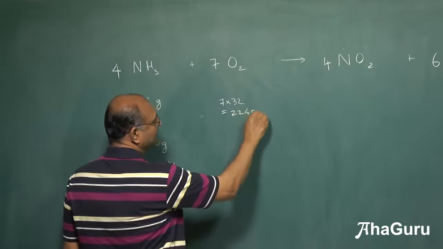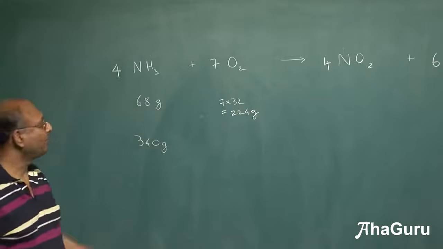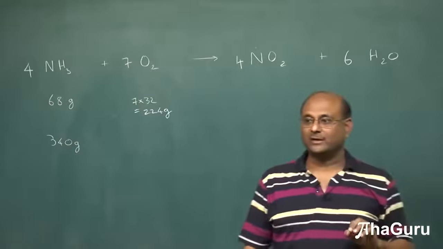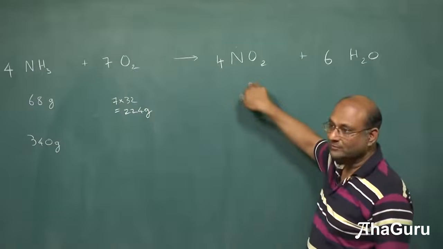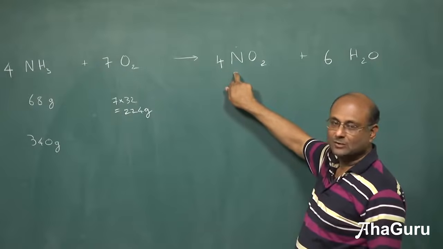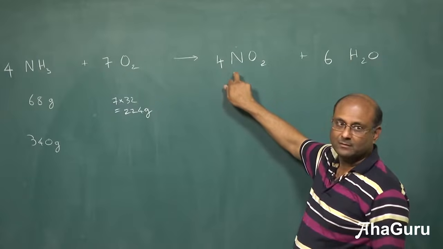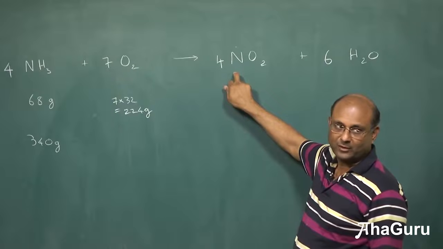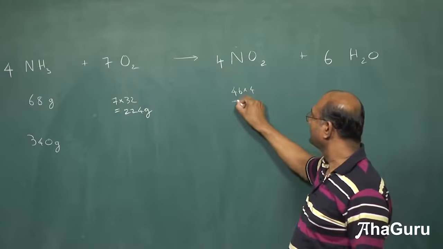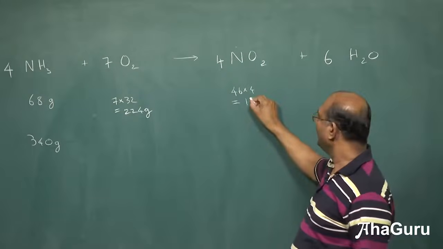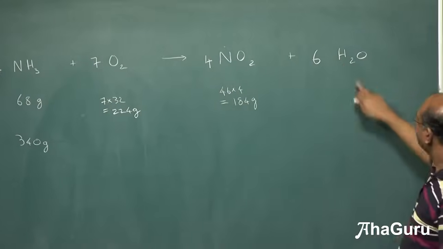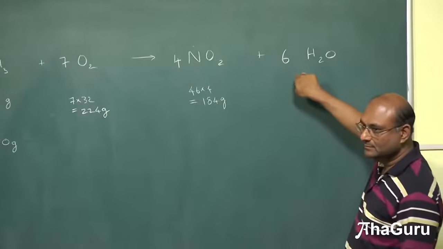224 grams of oxygen. And then you have 4 molecules of nitrogen dioxide. If I take a mole, that means 4 moles of nitrogen dioxide. 32 plus 14. How much is 32 plus 14? 42 plus 4, 46. 46 into 4. 184 grams. And if I look at this, this is 18 into 6.